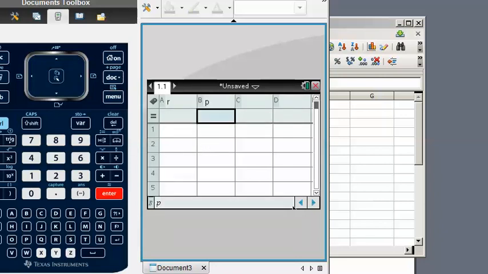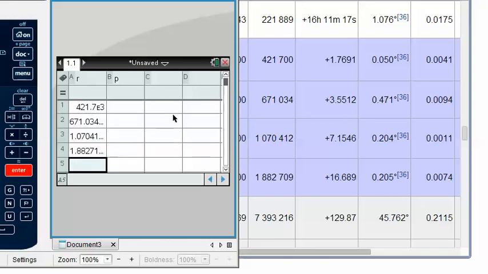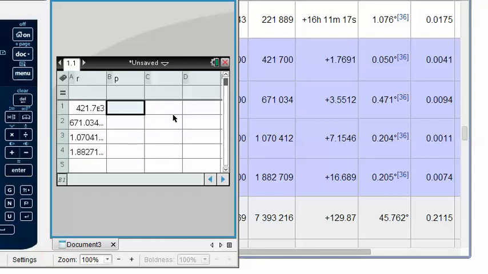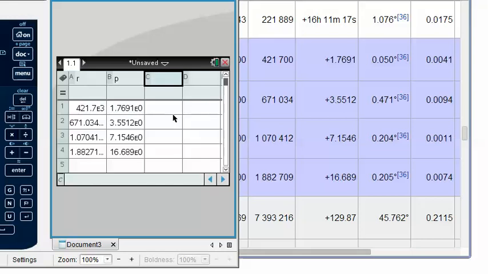Call this one P. Enter in my radiuses: 421,700, 671,034, 1,070,412, 1,882,709, and then enter in the periods: 1.7691, 3.5512, 7.1546, and 16.689. And then this one will be called, well, it's going to be our constant, so I'll just call it constant, and it will be equal to p squared over r cubed. Let's just type that in.